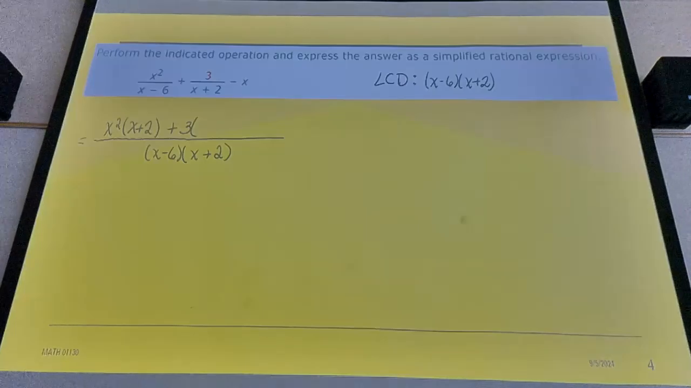Same thing with the second term. What's missing from the LCD? X minus 6. So that's what we multiply by. Third term, what's missing? Both. The whole thing. Now it's just a matter of simplifying that.